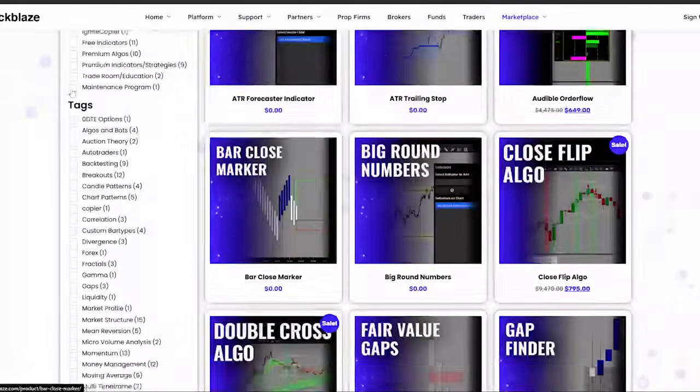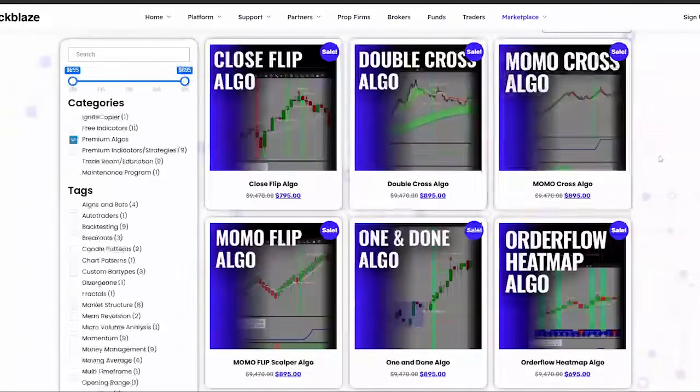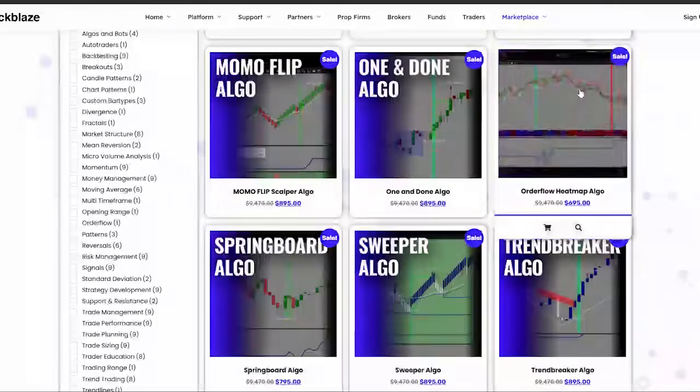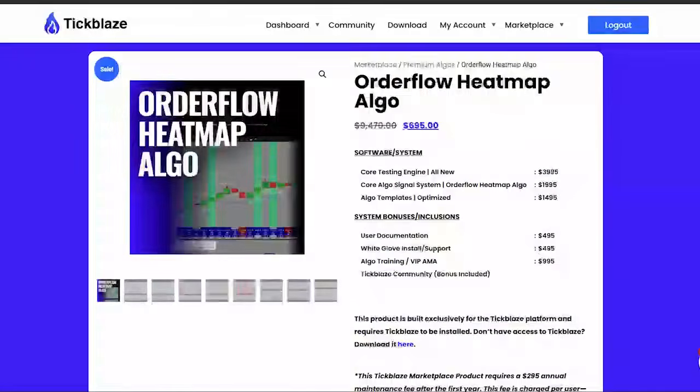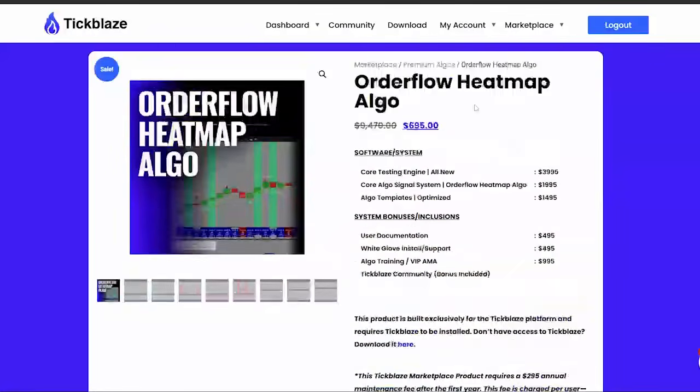You can see we have a bunch of products. If you click on premium algos, today's algo is going to be here, somewhere here. Orderflow Heatmap right here. If you click, you're going to want to buy this. Normally it's a lot more expensive. This is the product. And basically, you have to create an account, log in, and then you can purchase.